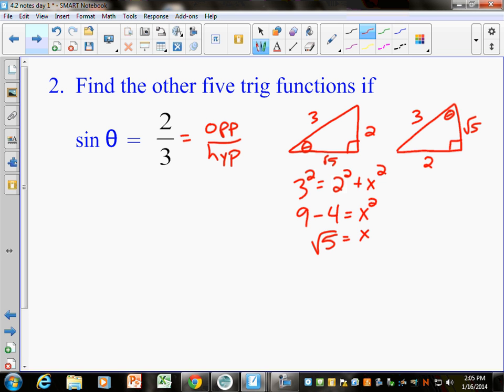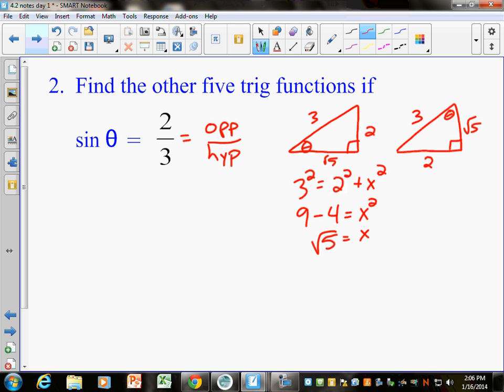The other thing that comes into play if we have radicals: remember that we don't want radicals in the bottom of our fraction. So if we end up with a radical on the bottom, we have to rationalize that. And pretty soon you're going to do that without even thinking, because we're going to see it so often. Anyone have a question about how I found that?